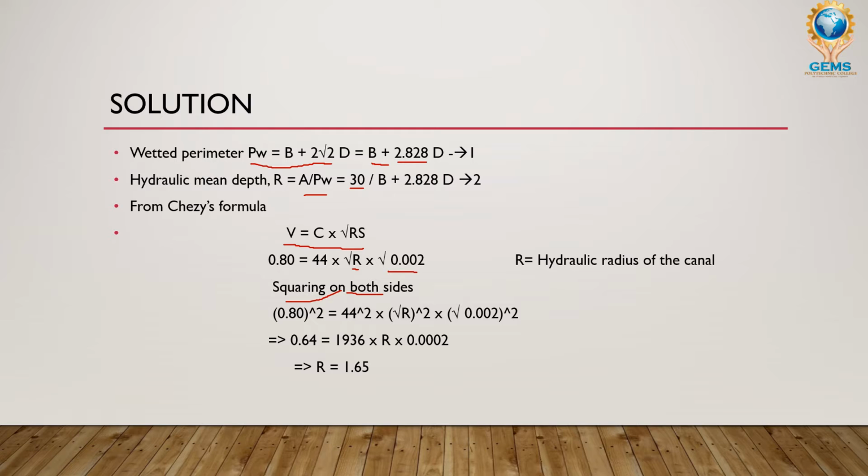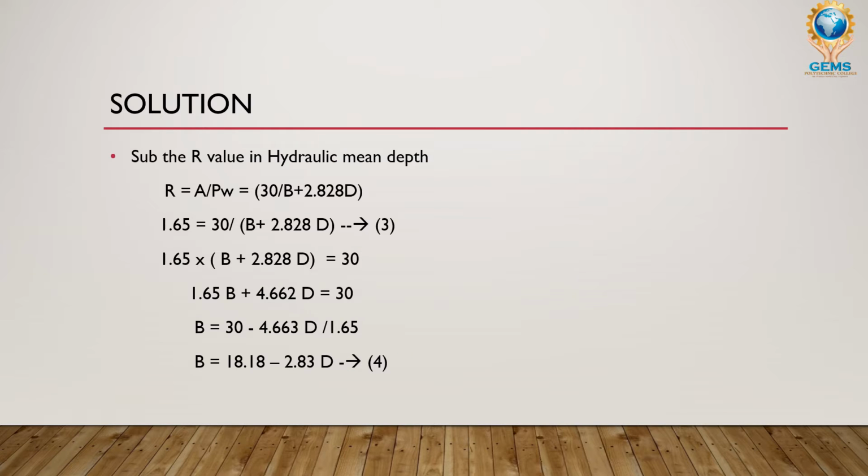By squaring you get 0.64, and 44 squared is 1936 into R, where the square and the root get cancelled: 1 by 2 into 2, so the 2 and 2 get cancelled and R will come. Then 0.002 is there, and R is 1.65 by calculating this. Now you are going to substitute the value of R in the hydraulic mean depth. The formula is R is equal to A by PW, which I mentioned as the second equation, from the previous slides.